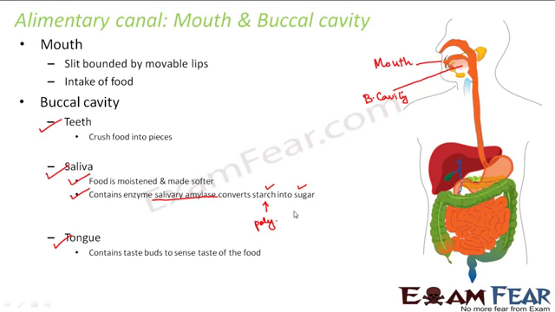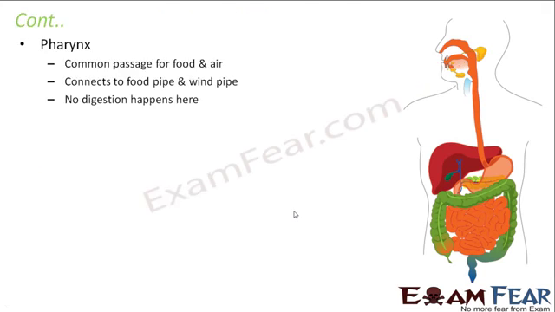The saliva will also make it softer and help it to get converted into simple sugars with the help of salivary amylase. So now the next thing, that is pharynx. So this is a new name now. You must be wondering that pharynx was not there in the part of the alimentary canal. So what is pharynx? Pharynx is a common passage for food and air.